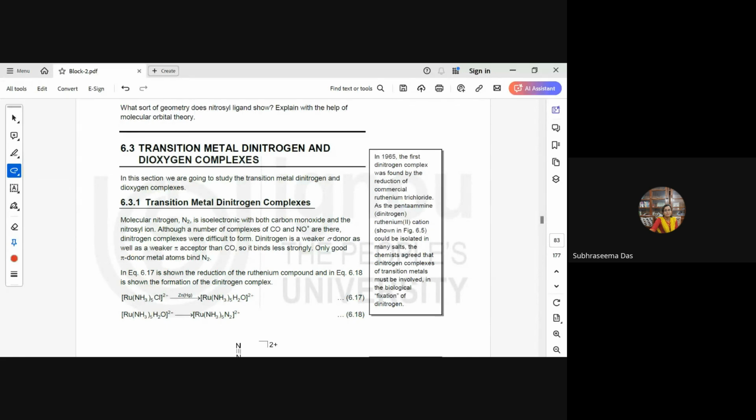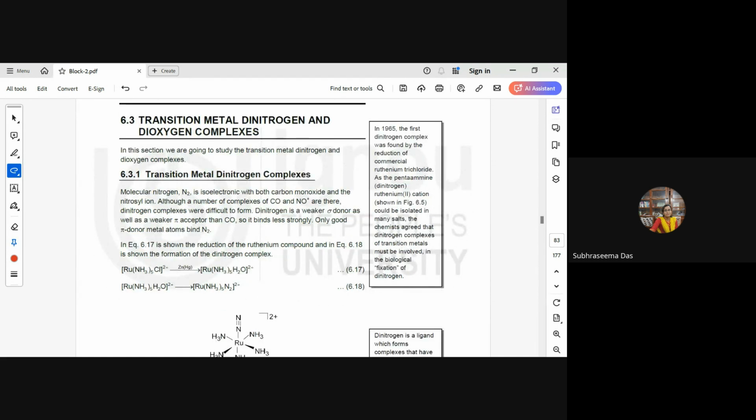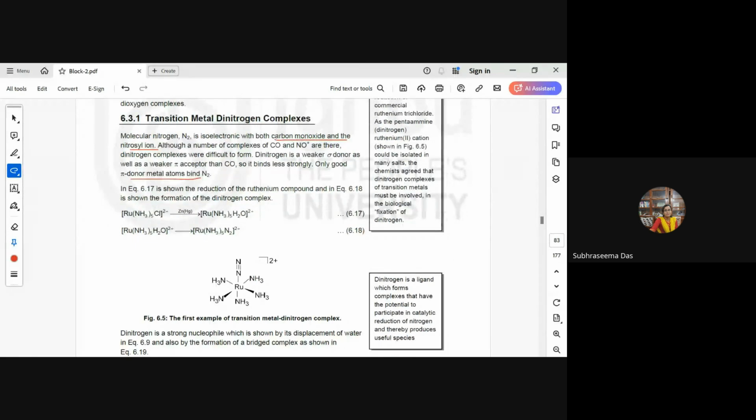Now, transition metal dinitrogen and dioxygen complexes. First we'll start with transition metal dinitrogen complexes, that is N2, molecular nitrogen. This N2 is isoelectronic with both CO and NO. Although there are a number of complexes of CO and NO plus, even dinitrogen complexes, N2 was difficult to obtain because it is a weaker sigma donor as well as a weaker pi acceptor than CO. It has a very low binding affinity.